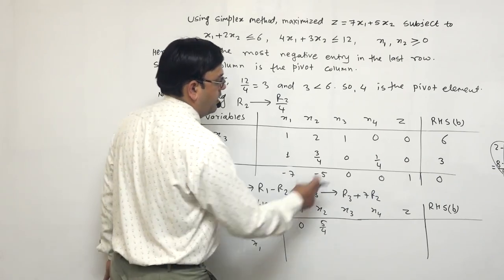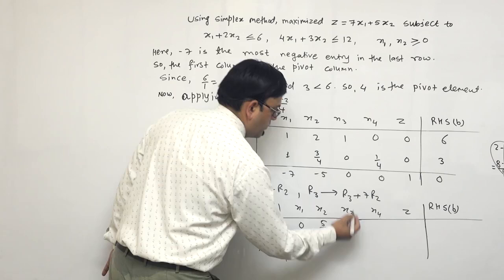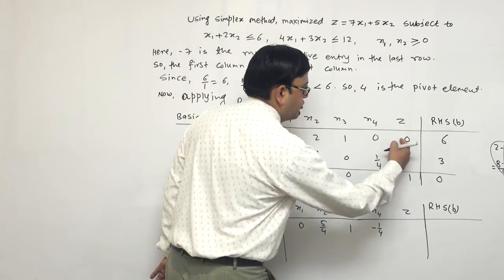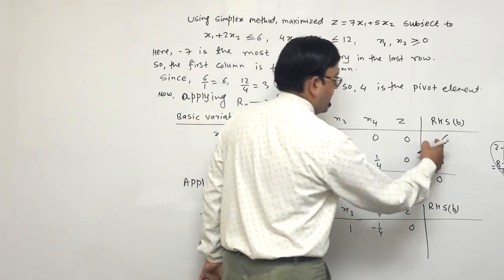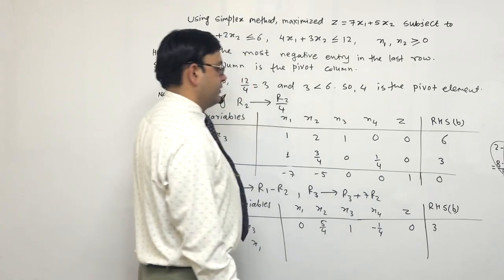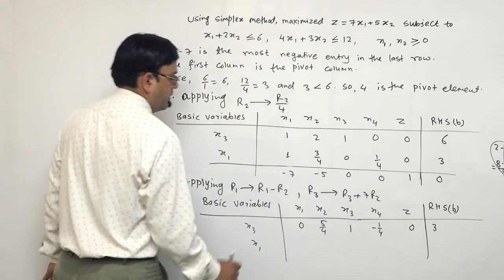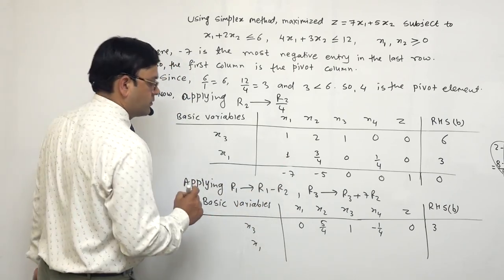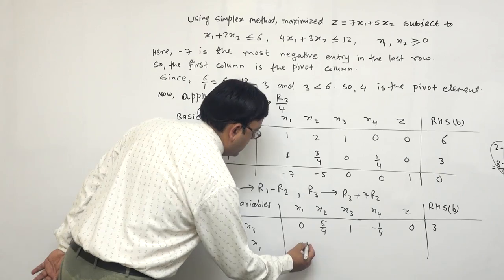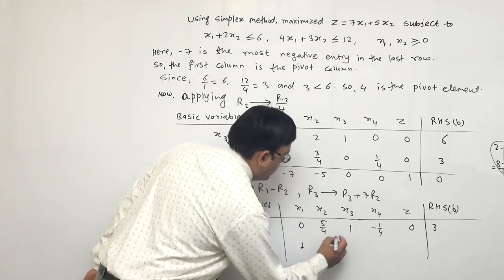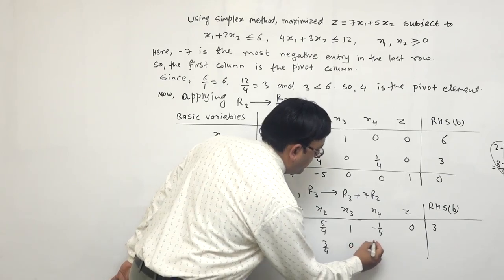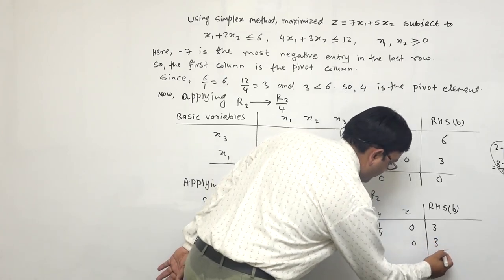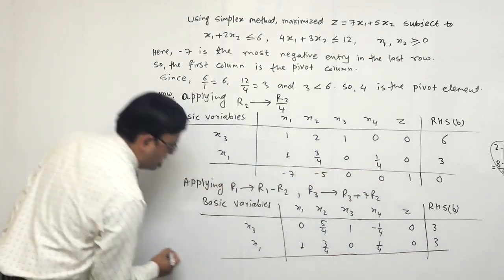Similarly, here is 1 minus 0 is 1, and then 0 minus 1 by 4 is minus 1 by 4, and 0 minus 0 is also 0. 6 minus 3 is 3. Again here, the second one is same. Second one is here 1, and then this one is 3 by 4, and this one is 0 and 1 by 4. This one is also 0, and this one is 3. Drawing a line.